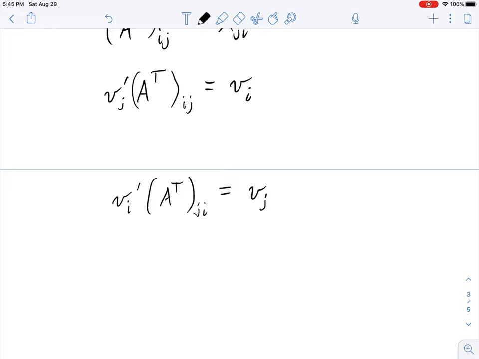All right, so that would be, and then we'll multiply A transpose JI. Maybe this will actually be easier if we just leave it as AIJ. There we go. Should make it a little less confusing.